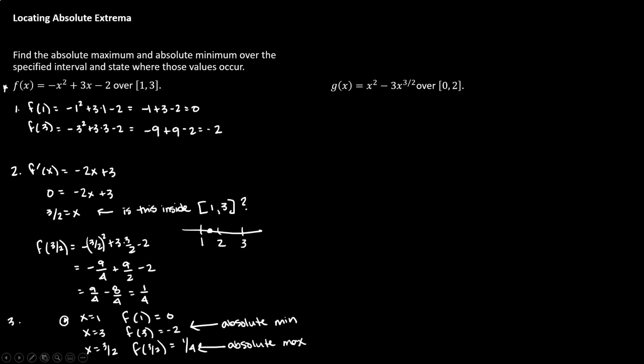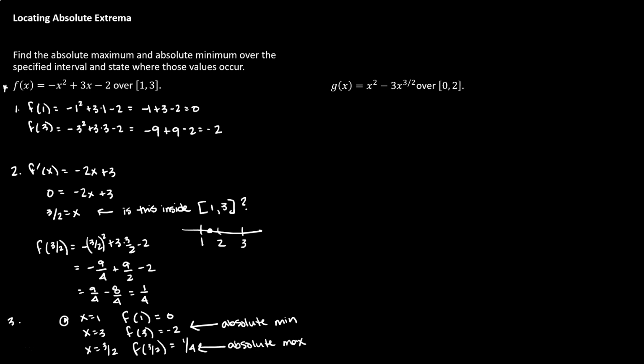So for locating absolute extrema, it's a 3-step process. Step 1, evaluate the function at the left and right endpoints. Hold on to those function values. Step 2, find the critical points. Check that they're inside of the interval that you're working with. Then evaluate your function at those critical points.